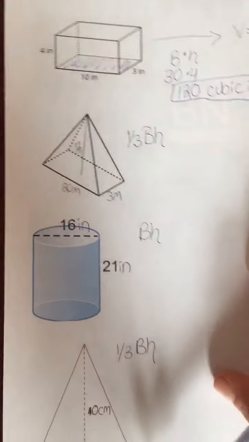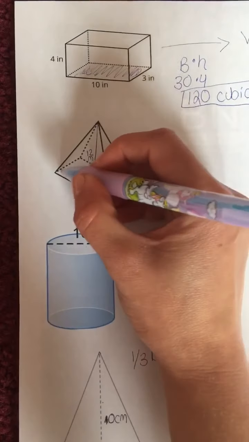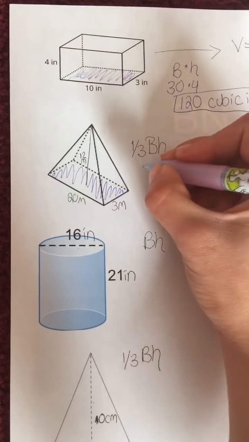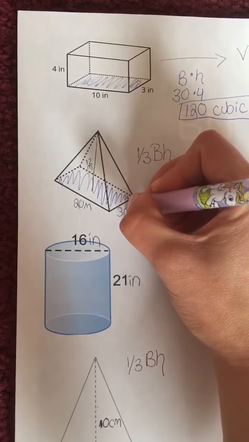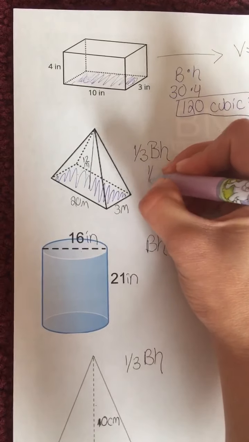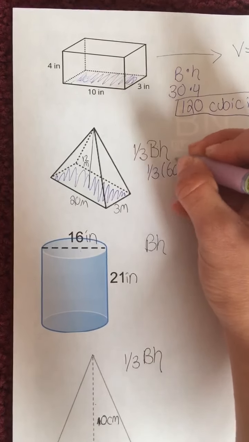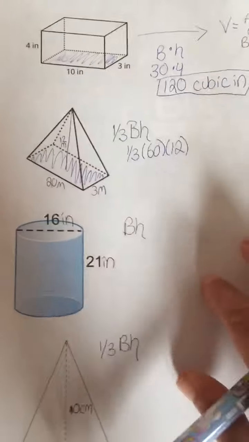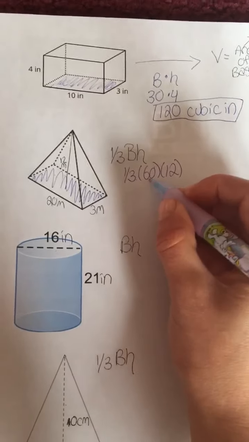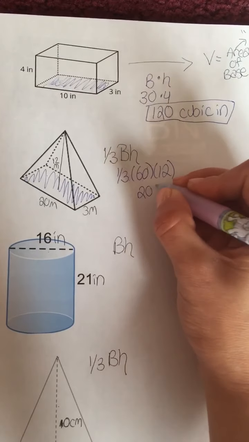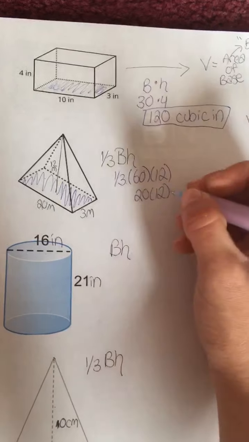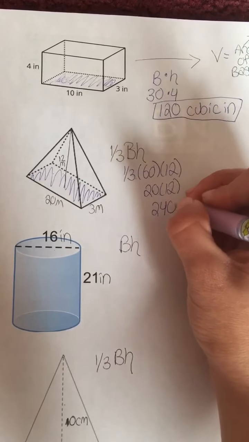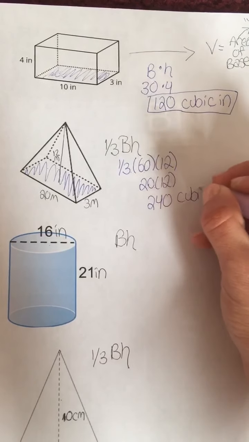All right, again, we have a rectangle at the base. So area of the base would be 20 times 3, which is 60. So here we have 1/3. Area of the base is 60, and then the height of the figure is 12. So you can multiply this any way you want. I'm just going to take 1/3 of 60. I know that's 20. And then 20 times 12 would be, do 2 times 12, it's 24. Put a 0 at the end. So it would be 240 cubic meters.